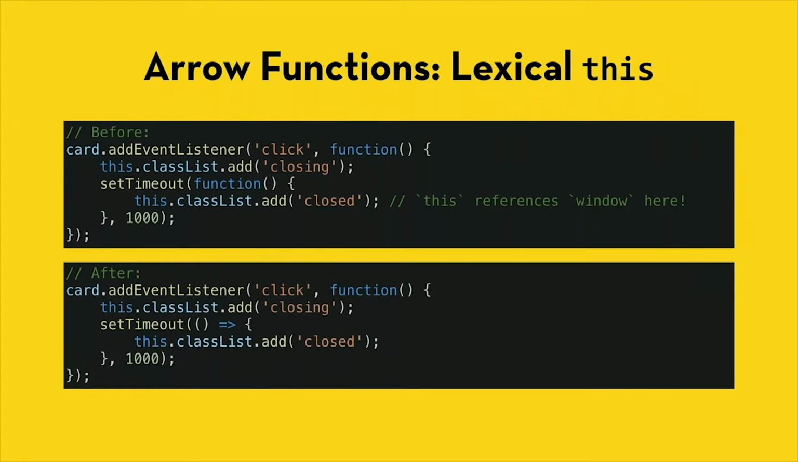Why would you want to use arrow functions? Should you always use arrow functions? Well, no. If you're not using this inside of your functions, then you don't need to use an arrow function. So I try to combine both.